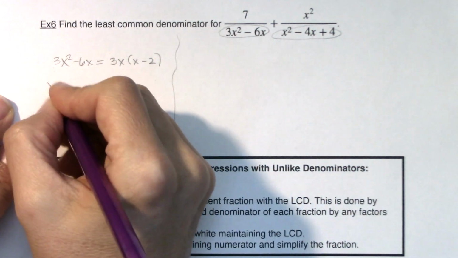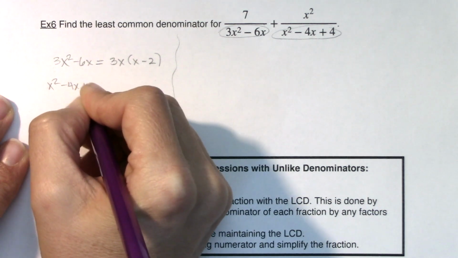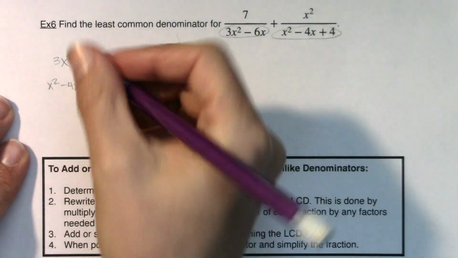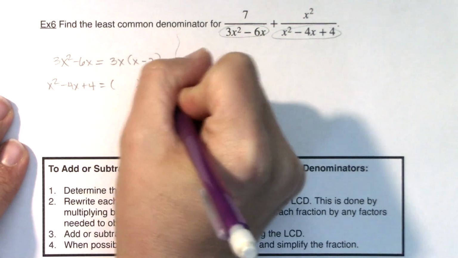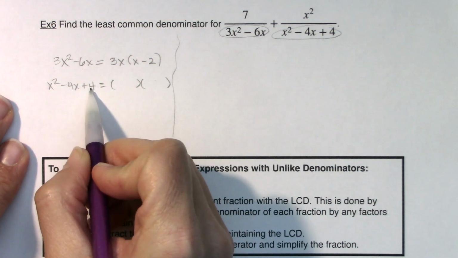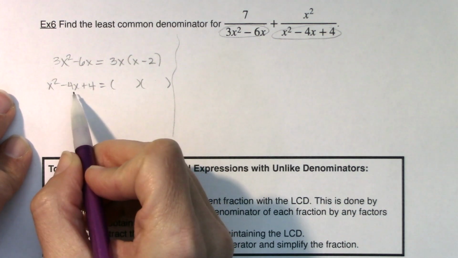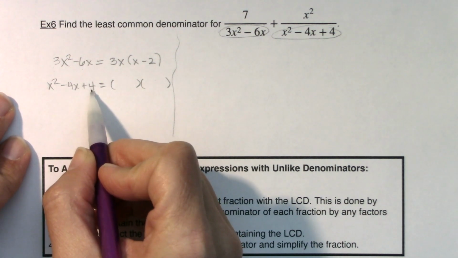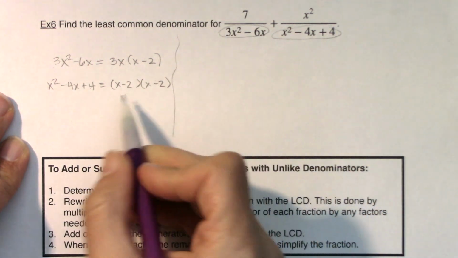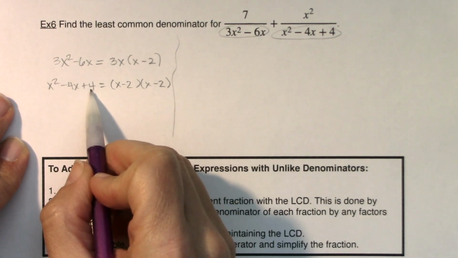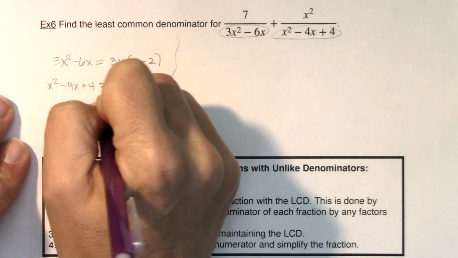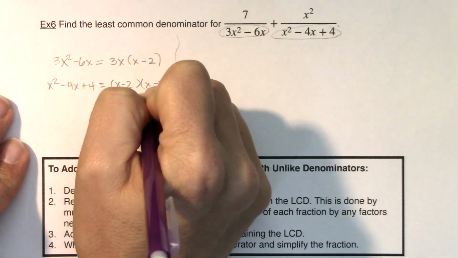When I look at x squared minus 4x plus 4, I've got that quadratic expression, and I'm going to see if I can factor it into some linear factors. I need two numbers that multiply to positive 4 and add to negative 4. I'm going to do negative 2 and negative 2, right? Because if I do x minus 2 times x minus 2, negative 2 times negative 2 is positive 4, and negative 2 plus a negative 2 is negative 4. And I'm going to rewrite this as x minus 2 squared.